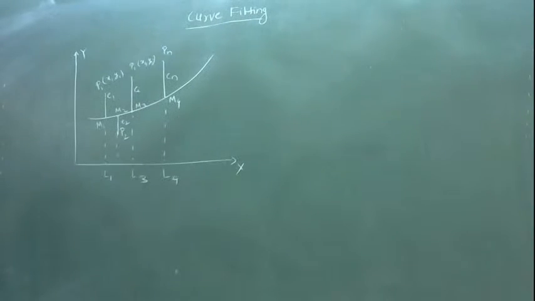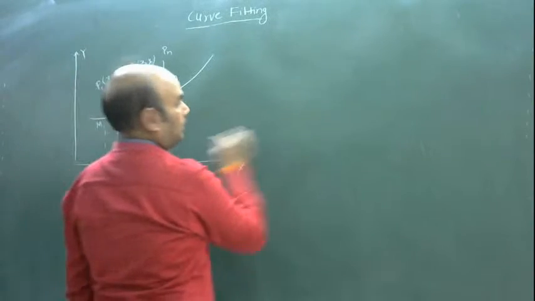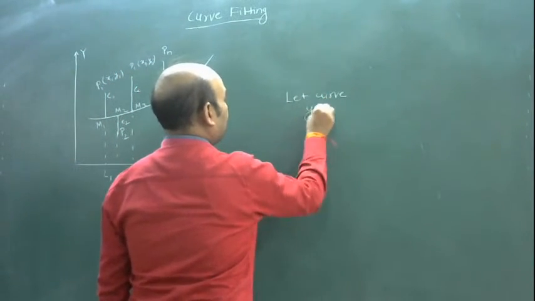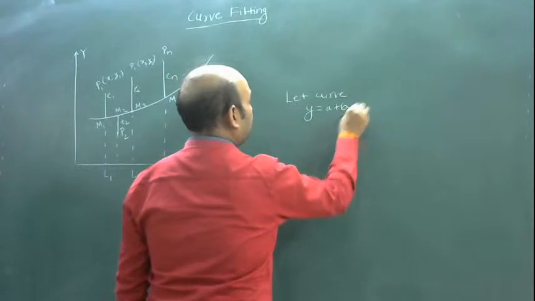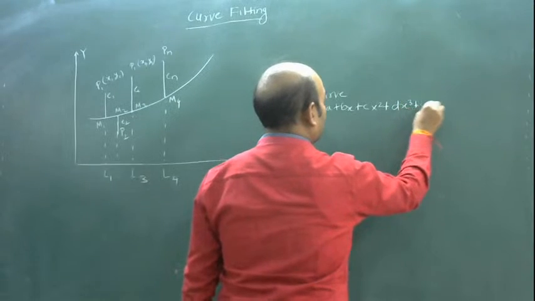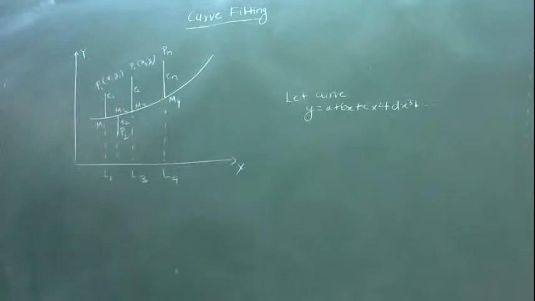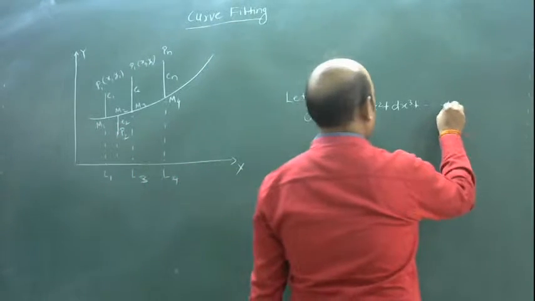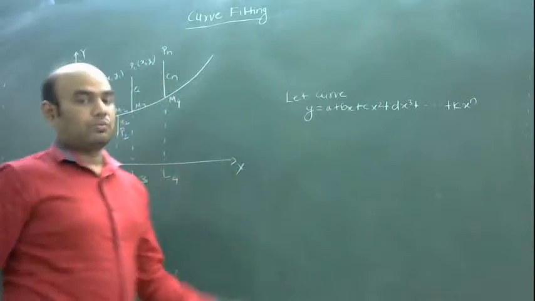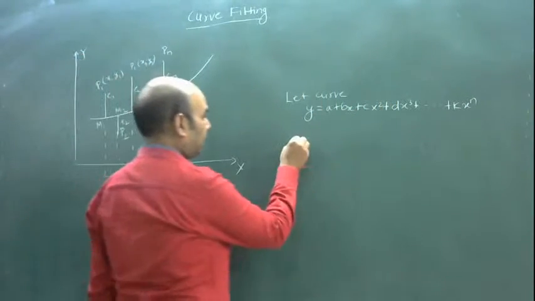Let's suppose the curve is y is equal to a plus bx plus cx square plus dx cube and so on, up to k times x to the power n. So we can have a straight line.